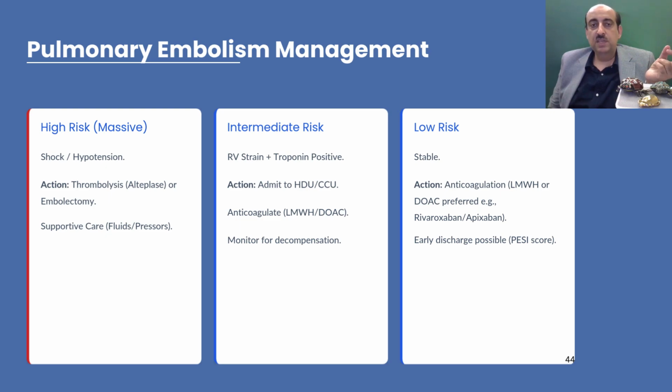In terms of low risk acute pulmonary embolism, if patients are stable, then they can be anticoagulated with either a low molecular weight heparin like enoxaparin or a DOAC, and the preferred DOACs currently are rivaroxaban or apixaban. Once again, use whatever your local center recommends. And early discharge planning is possible based on the pulmonary embolism severity index scoring.